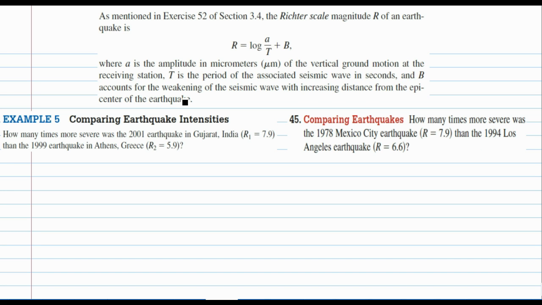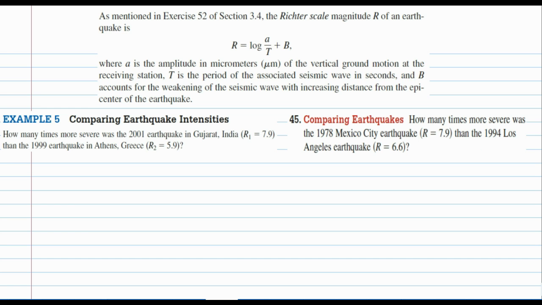So in other words, where the earthquake actually happens is going to be the strongest sensation of the earth moving, and then the farther away you go, the weaker it is. So they can account for how far away you are, lessening the intensity of the earthquake.